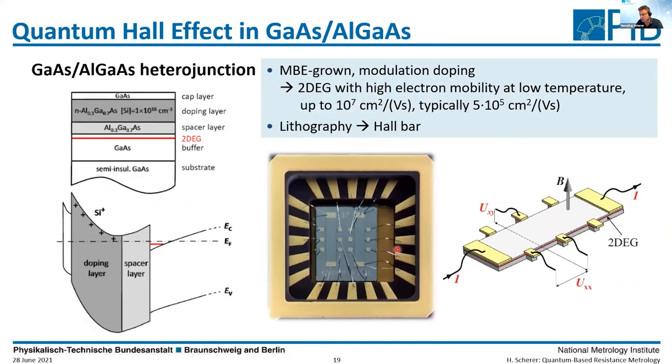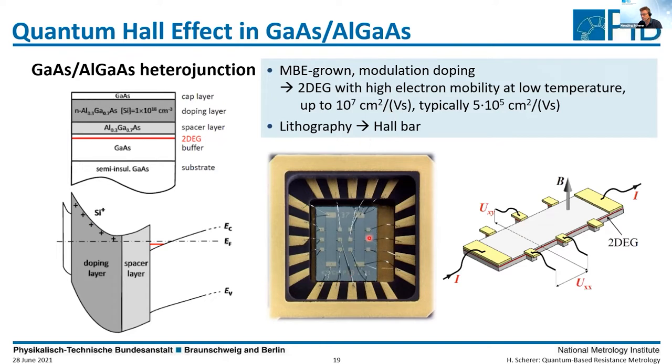Since then, quantum Hall physics has also evolved a lot. We use the quantum Hall effect for quantum resistance metrology, as I said, but we no longer use the silicon MOSFETs. We use standard quantum Hall systems made from gallium arsenide, aluminium gallium arsenide heterojunctions. You see some pictures on the left side: the typical band structure, and the heterostructure, typically made by MBE, molecular beam epitaxy, including modulation doping. This creates a two-dimensional electron gas with high electron mobility at low temperature, up to 10 million square centimeters per volt second.